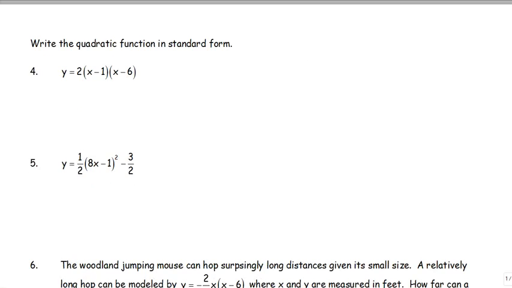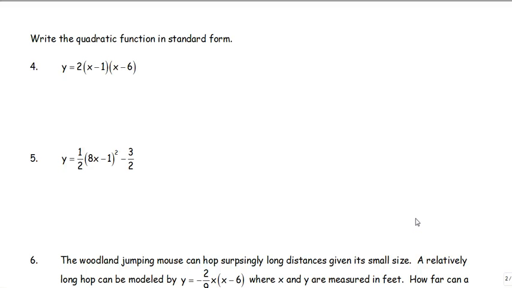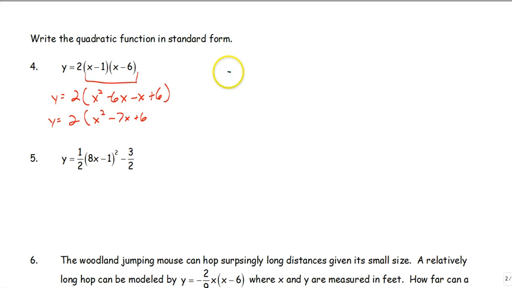Write the quadratic function in standard form. Okay, standard form again is just multiplying it out. So I'm going to do this first and then multiply the two afterwards. So this is like reverse factoring. FOIL it out, x squared minus x, minus 6x, I should say, minus x plus 6, 2 times the quantity x squared minus 7x plus 6. So my final answer will be y equals 2x squared minus 14x plus 12.